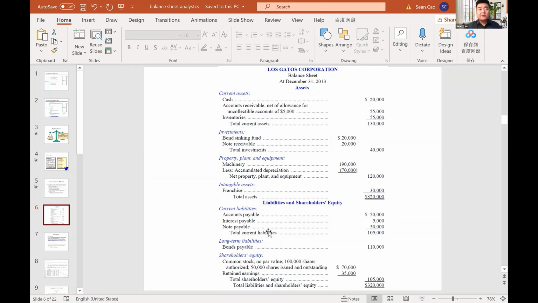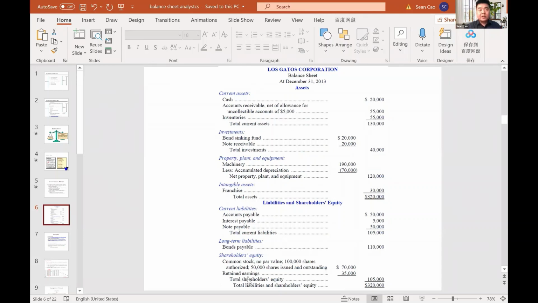On the other hand, you have the liabilities. Liabilities are the accounts payable, interest payable, notes payable. These are current liabilities. That's short term. That's the money you have to pay back in the short term. And then we have long-term liabilities, the money you have to pay back in the long term.